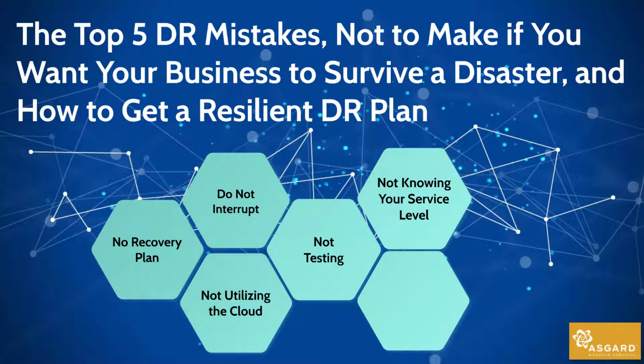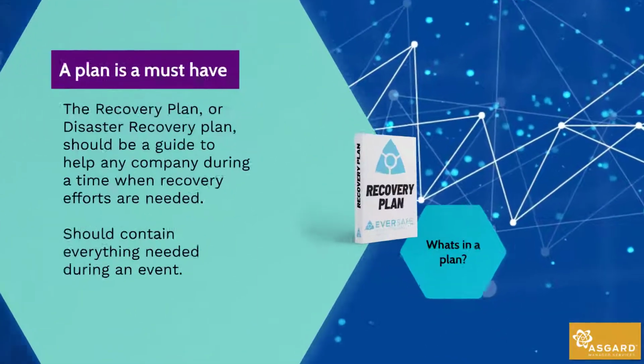Today's video is about the top 5 DR mistakes not to make if you want your business to survive a disaster and how to get a resilient DR plan. The 5 things not to do are: not having a recovery plan, not interrupting backups, not utilizing the cloud, not testing, and not knowing your service level. So without further ado, let's just jump right in and start explaining these.